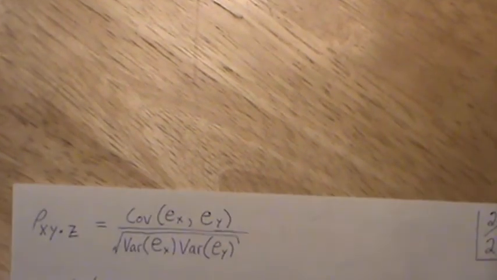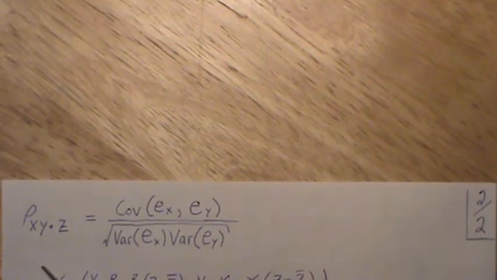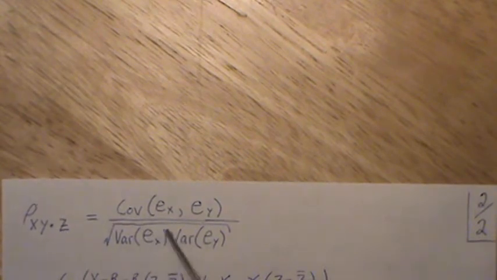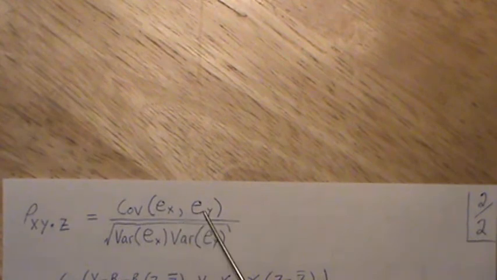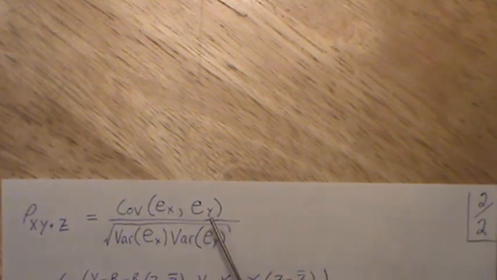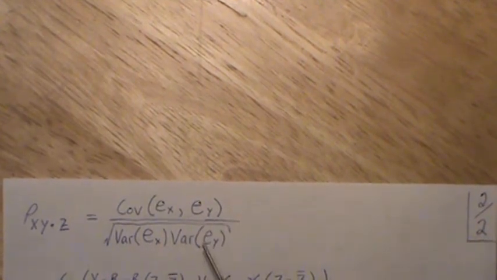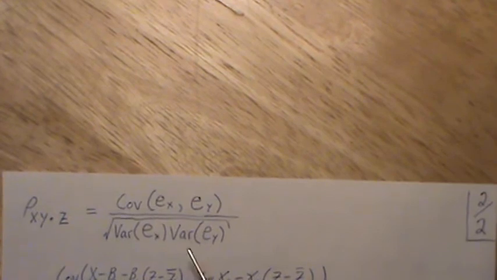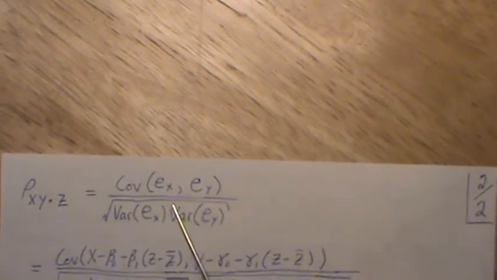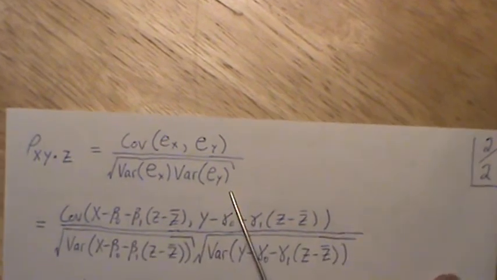So now let's prove the formula. The partial correlation between x and y controlling for z is this. It's the correlation between these two residuals, which is the covariance divided by the product of the standard deviations. That's by definition what a zero order correlation is, and I would look at parts 1 and 2 for more detail on that.